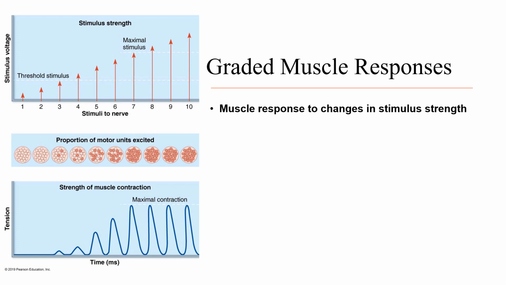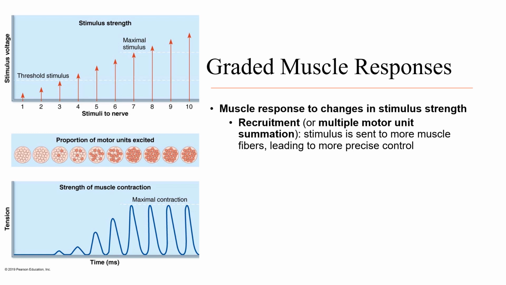So now we're going to look at how muscles respond when there's a change in the stimulus strength. This is going to be called recruitment or multiple motor unit summation. And so summation is just adding them together. This is when a stimulus is going to be sent to more muscle fibers, leading to more precise control. Now, there are going to be different types of stimulus involved in the recruitment.